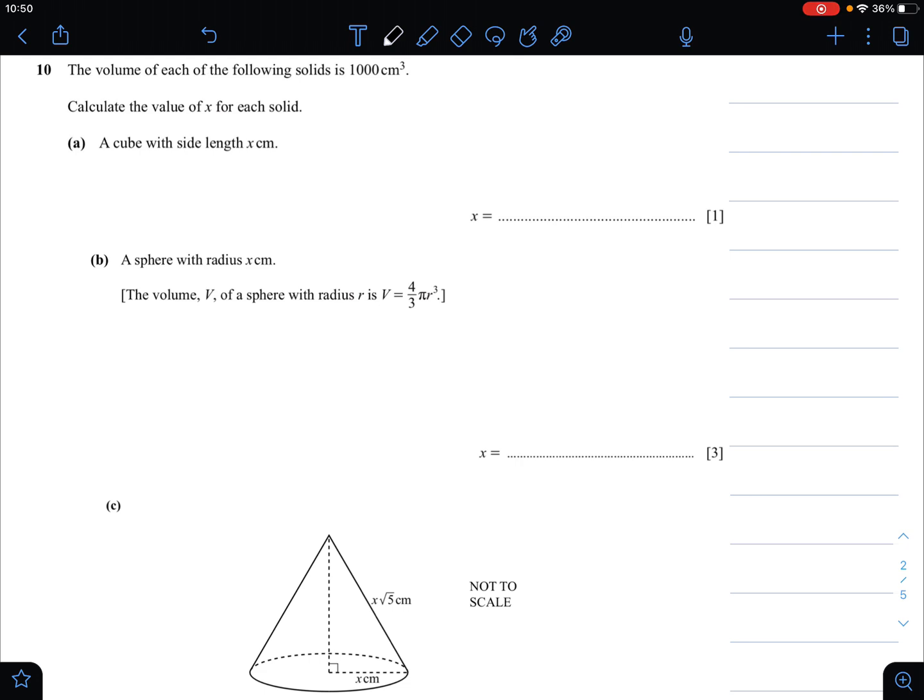So for part A, they are telling us a cube with a side of length x centimeter. With a cube, the formula to calculate the volume would be side cube. Now, the side is x, so x cube will be equal to 1000. Therefore, x would be equal to cube root of 1000, which is 10 centimeters. Therefore, 10 centimeters would be your final answer for part A. Now, let's move to part B.